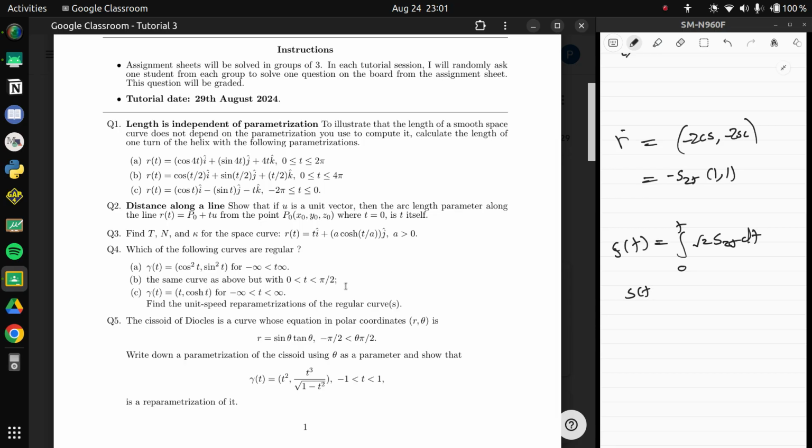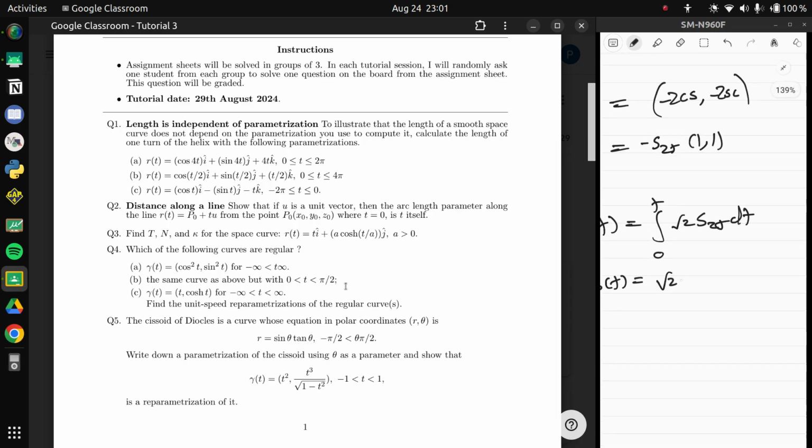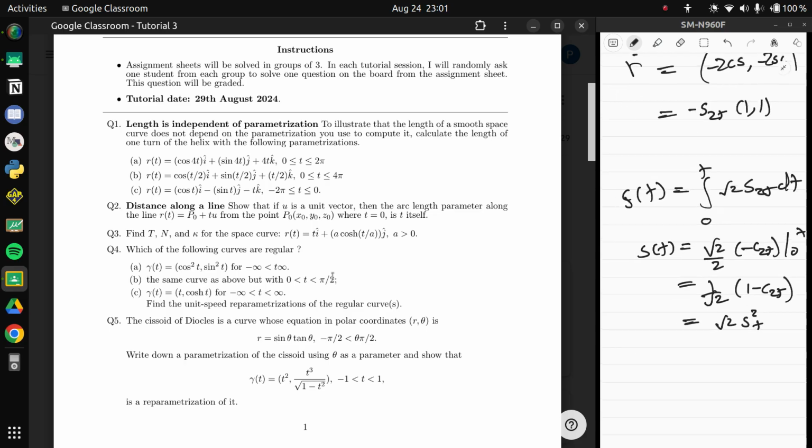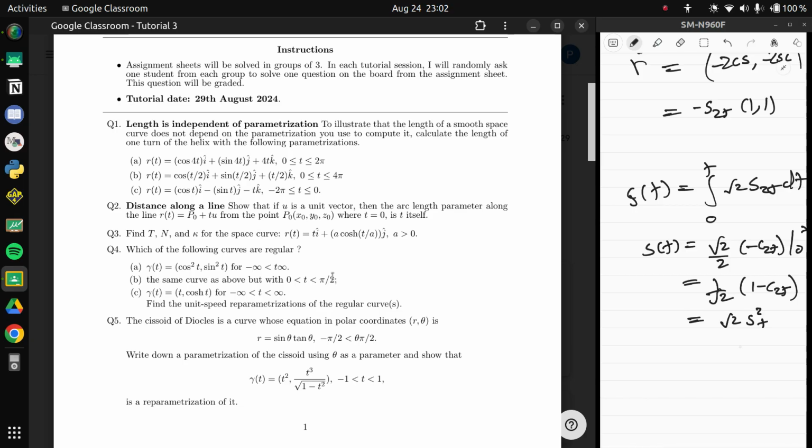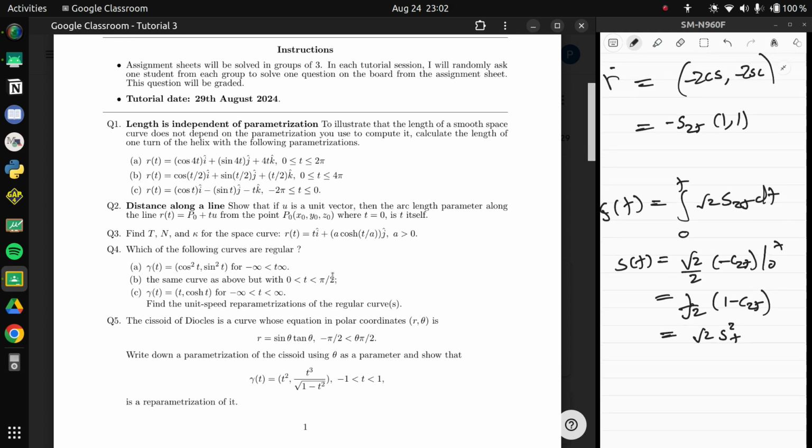So the arc length is just square root of 2 upon 2 times minus cosine of 2t from 0 to t, which is 1 upon square root of 2 times 1 minus cosine of 2t, which is 2 sine square of t, so square root of 2 sine square of t. Yeah, that was weird. So that's your arc length, and we want to write everything in terms of this. R is cosine square t and sine square t. Cosine square is 1 minus sine square, so it's 1 minus s by square root of 2, and this thing is s by square root of 2. That's how it is.